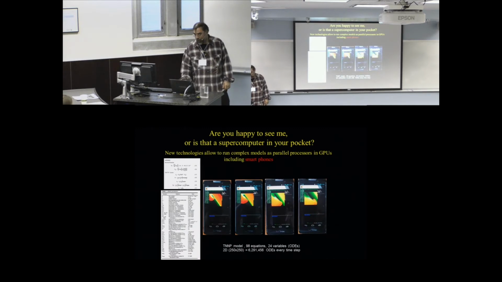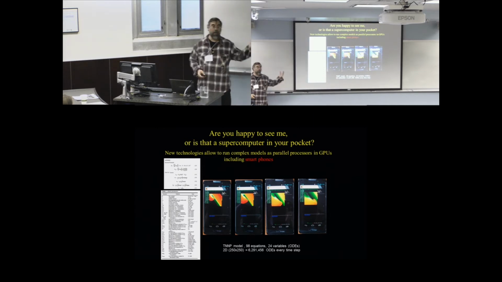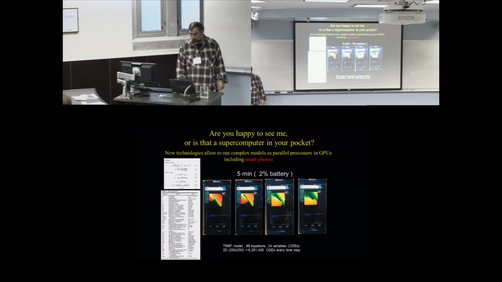You can even run the ten Tusscher model on a cell phone. It has 24 variables, 94 equations. It's about 6 million ODEs every time step. So it takes a little longer to rotate, probably a couple of minutes per rotation, but still you can do it on a cell phone, which is amazing. So if you can do that on a cell phone, imagine what you can do with a good graphic card, right?